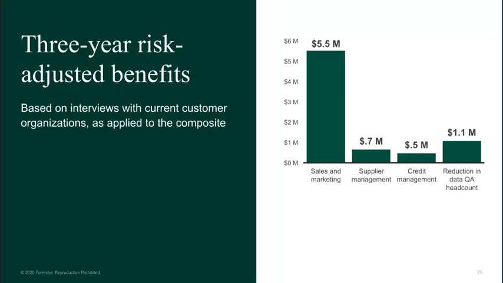Now we'll take a closer look at what we found with this composite organization. The composite had 6 quantifiable benefits that we grouped under 4 headings. You can see here, I'll go through the details on the 4 benefit categories in turn and explain how we modeled these. The 4 areas were sales and marketing, supplier management, credit management, and reduction in data QA headcount.